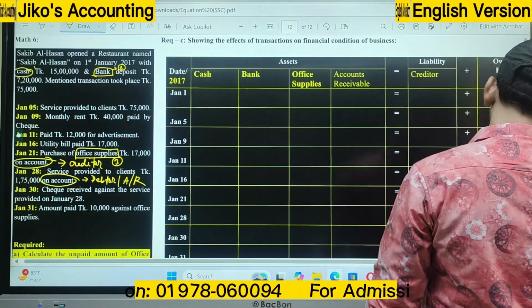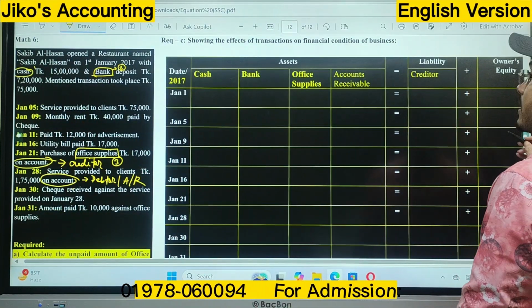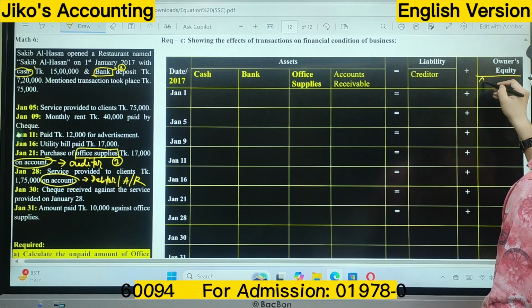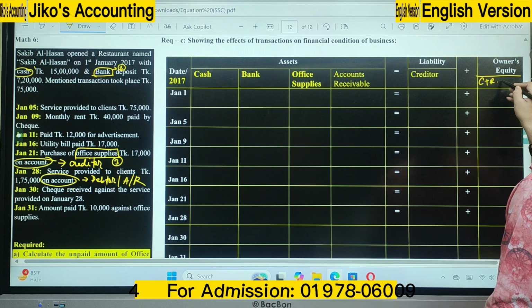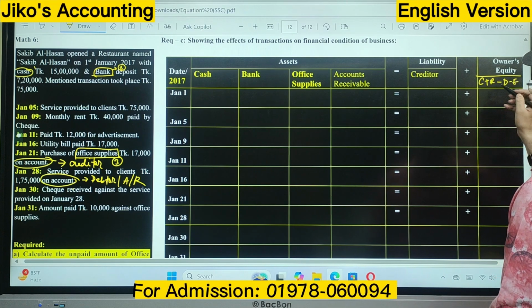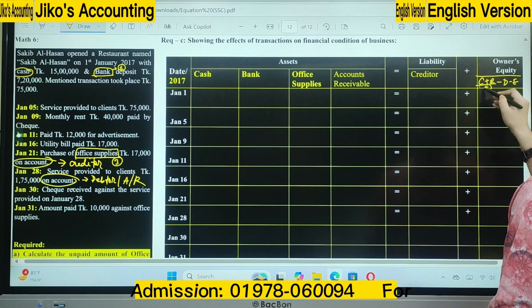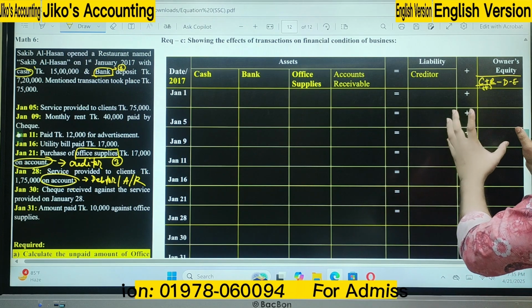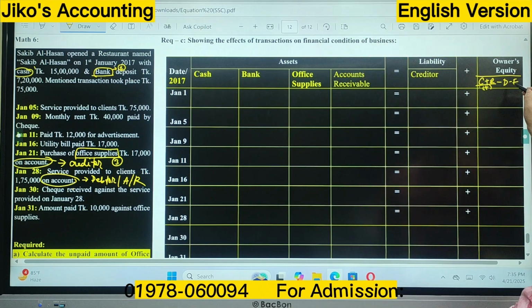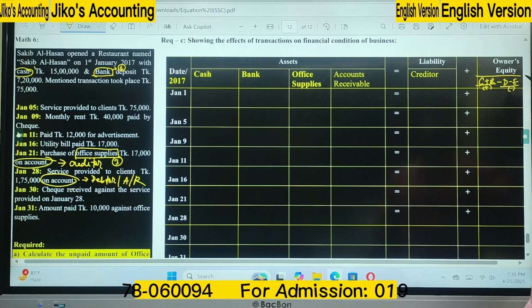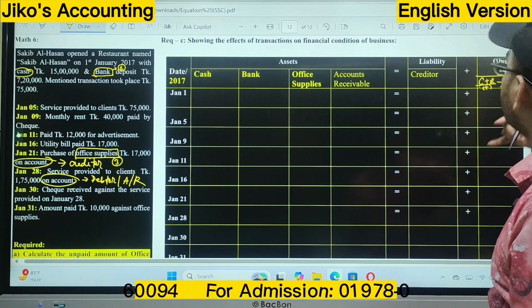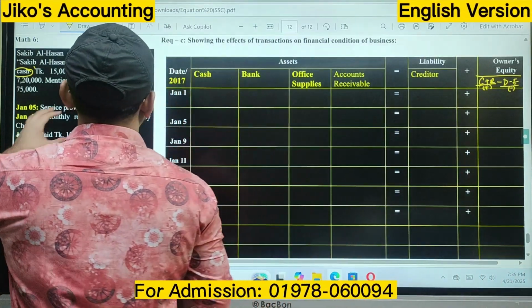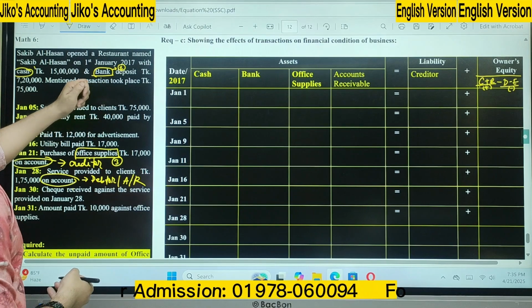But again, I'm telling you, sir, while doing this math, when you solve the equity, please write down this format anywhere: capital plus revenue minus drawing minus expenses. That means capital and revenue should always indicate the increment of the equity, while drawing and expenses in the business should be recognized as the reduction of the equity.